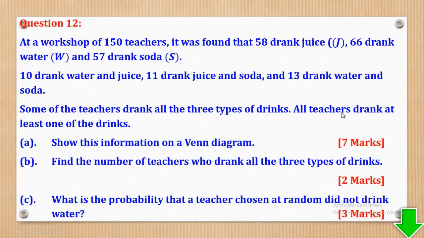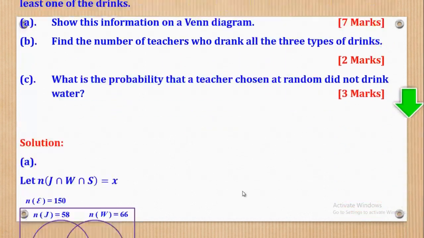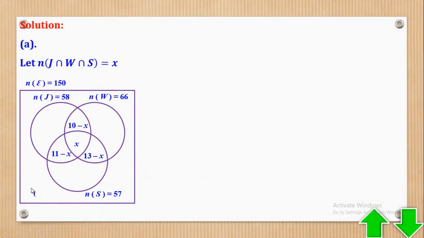So another piece of information given is that all teachers drank at least one of the drinks. What does that mean? It means that all the teachers drank at least one. There's no teacher who didn't drink any. That means that here outside it will be 0. So this 0 is very vital.